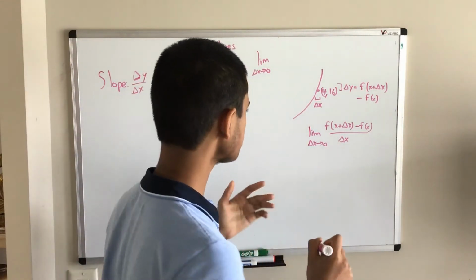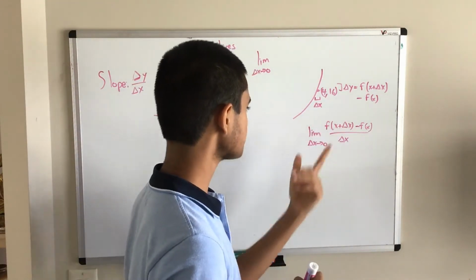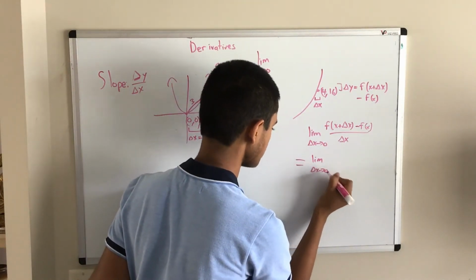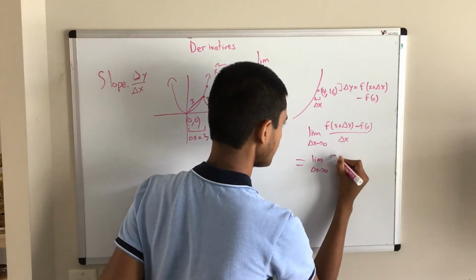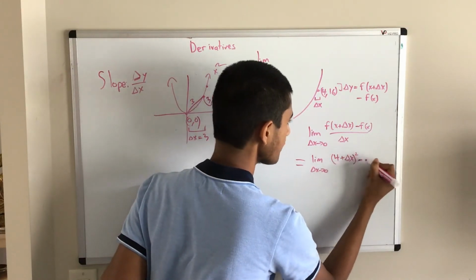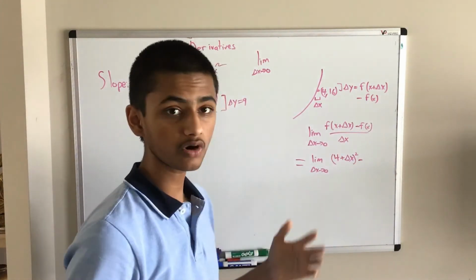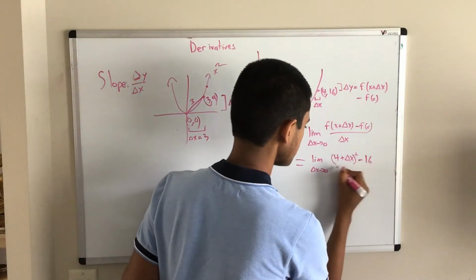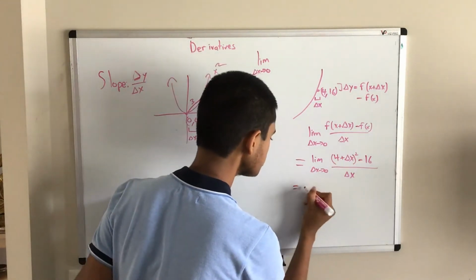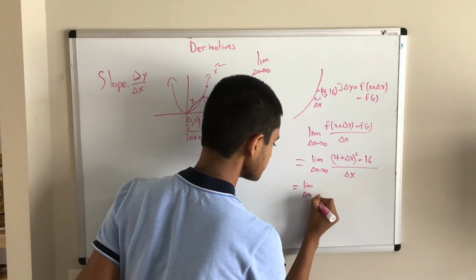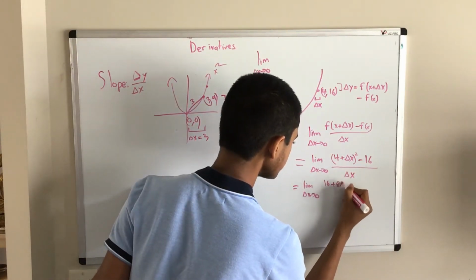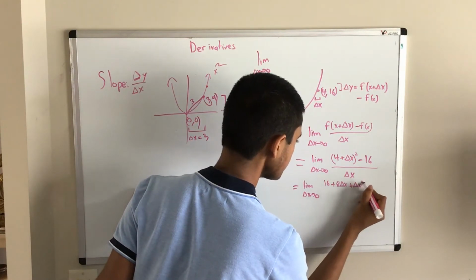So now let's try finding the slope at (4, 16). Our function is going to be x squared, and our x over here is going to be 4. So let's rewrite this: limit as delta x approaches 0 of (4, which is x, plus delta x) squared minus f of x, f of 4, and f of 4 is simply just 16, divided by delta x. And now I'm going to multiply this out, so that's equal to the limit as delta x approaches 0 of 16 plus 8 delta x plus delta x squared minus 16.